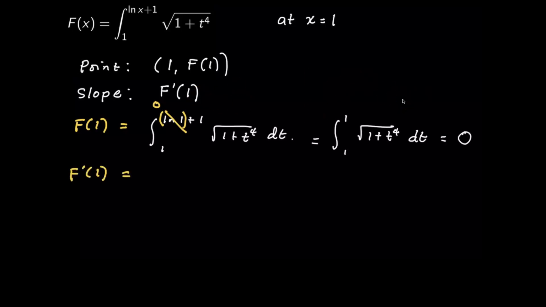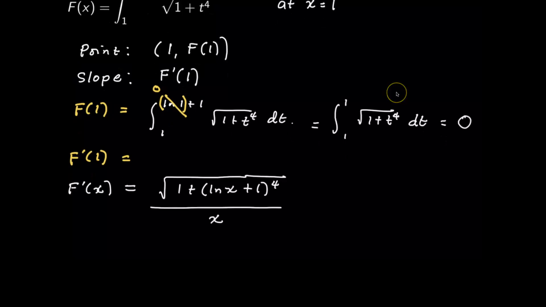But in order to get f prime of 1, we need our f prime of x, which we already have earlier. So earlier, this is the value of f prime of x that we obtained, and therefore our f prime of 1 is just square root of 1 plus ln of 1 is 0. 1 raised to the fourth is still 1 over 1. So that is square root of 2.